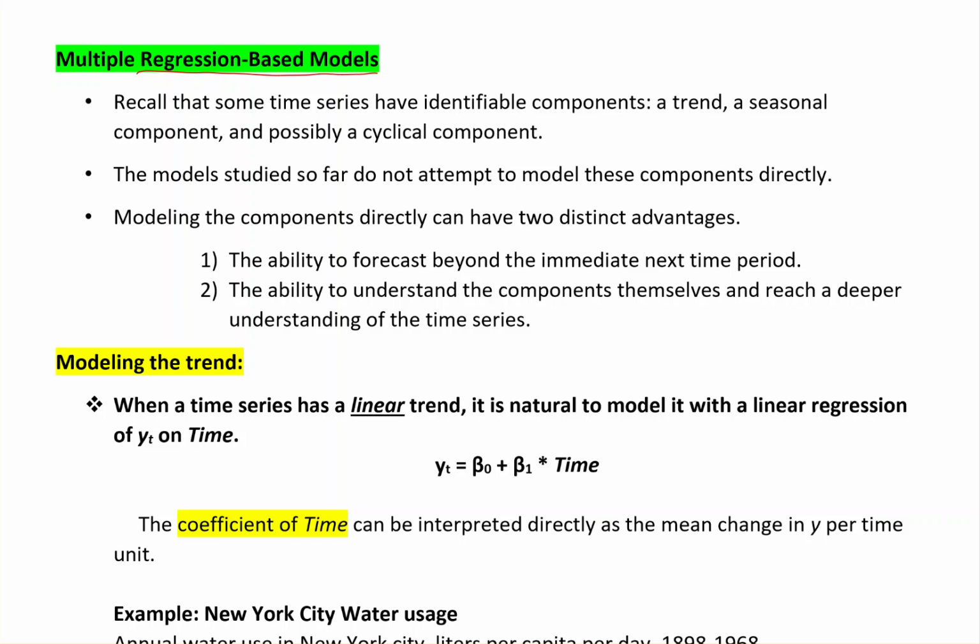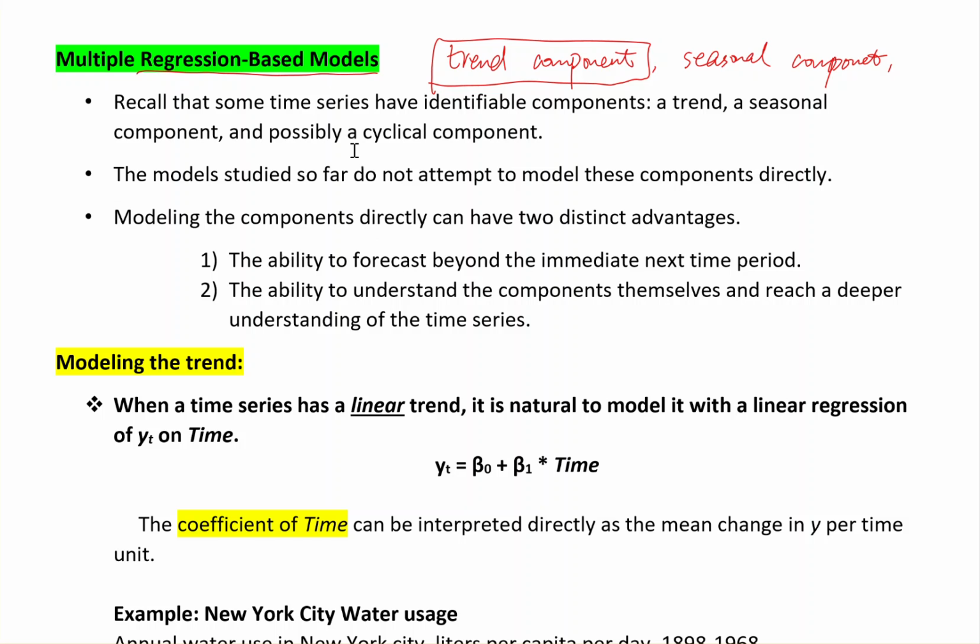And the disadvantage for these regression based models is that to model the time series, you need to at least have the trend component. Sometimes if you have the seasonal component, you can also model it together with the trend component. But first, you need to have the trend component. If you don't have the trend component, you cannot use the multiple regression based models. What you need to do? You need to use the smoothing method.